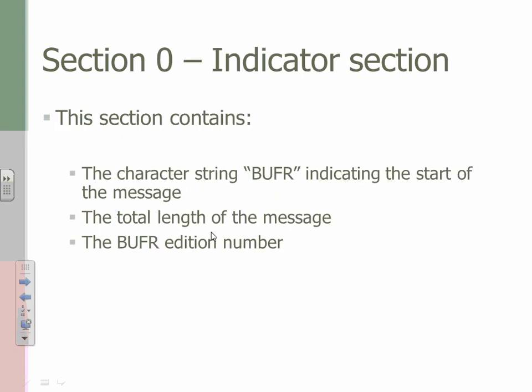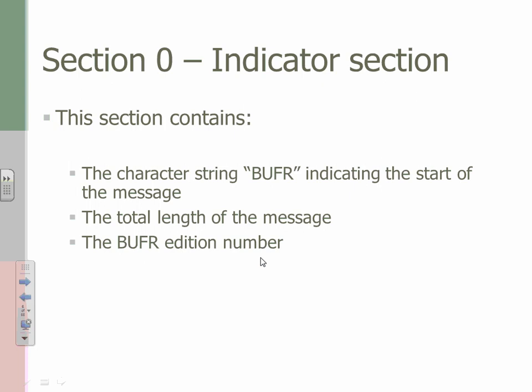So section 0 is indicator section. This section contains the character string buffer. Sorry, this is actually encoding in ASCII. So when you find buffer, you would know this is a buffer file. And the next thing is the total length of the message. And the third one is the buffer edition number.